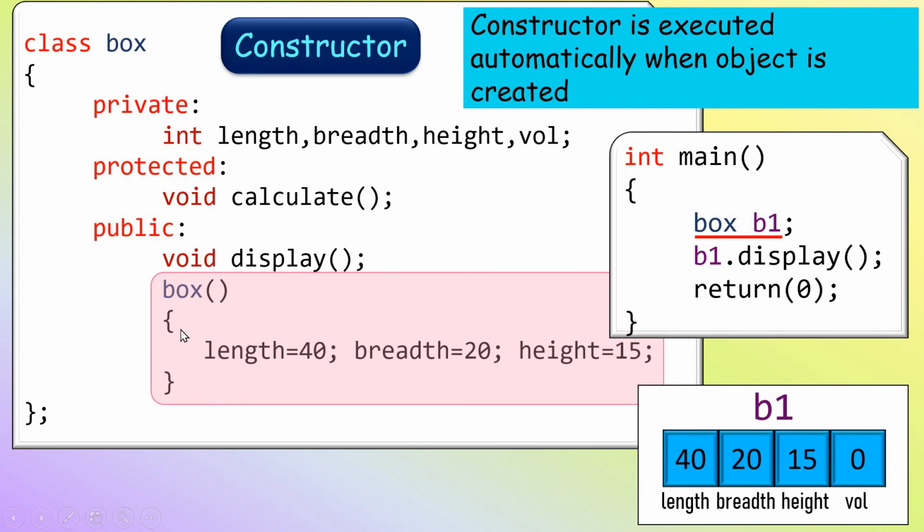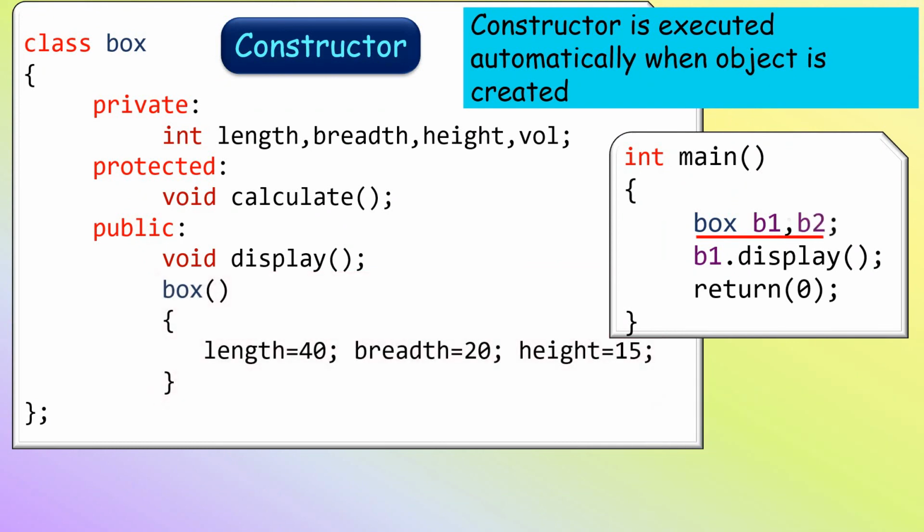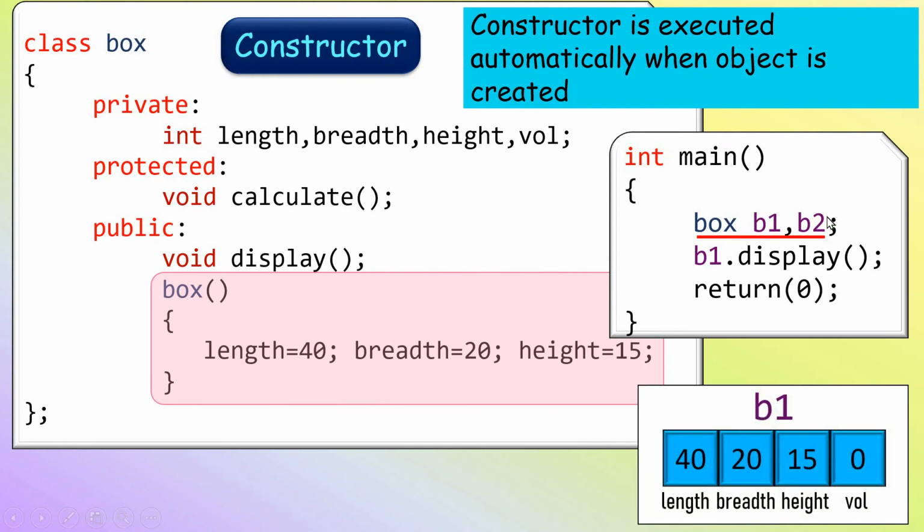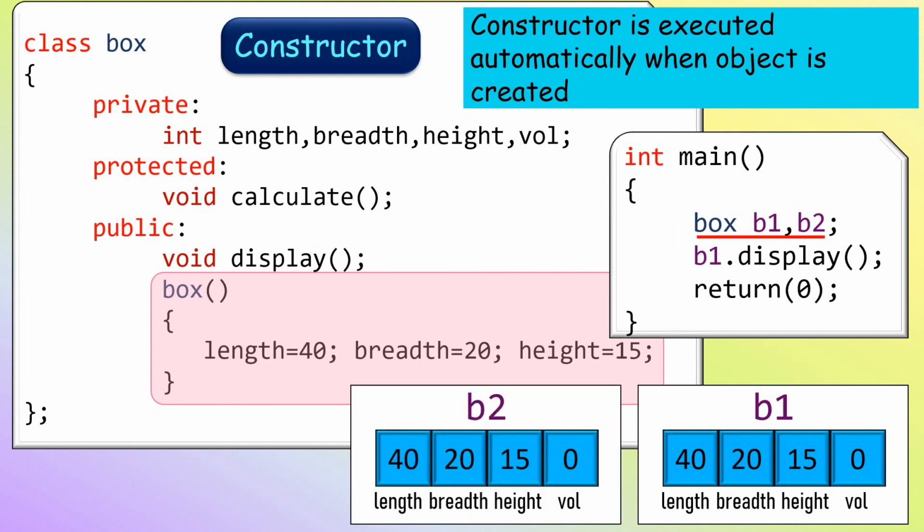This allows us to create objects in any function. Now suppose I declare two objects B1, B2. In this statement, when the first object B1 is created, immediately the constructor gets executed and B1 is initialized. And when the second object B2 is created, once again the constructor gets executed and B2 is initialized. So every time you declare an object, each time the constructor gets executed.